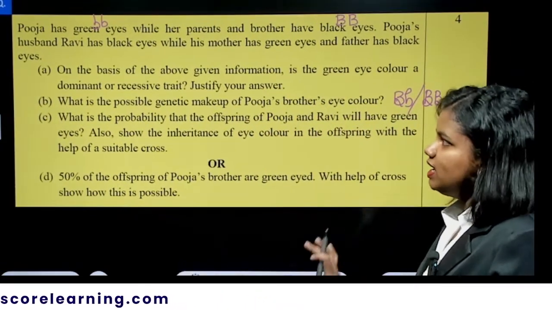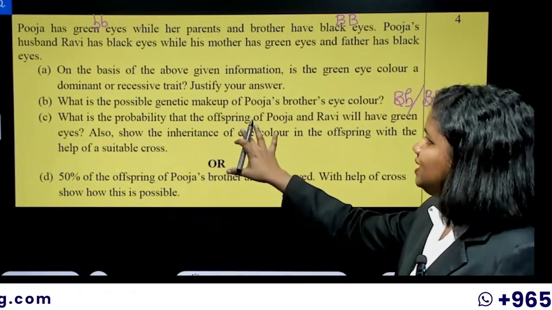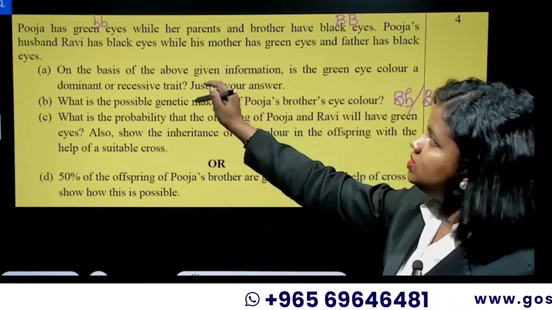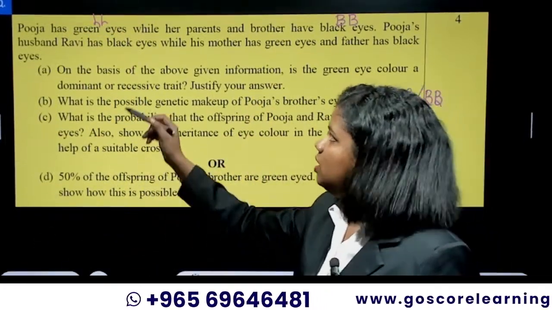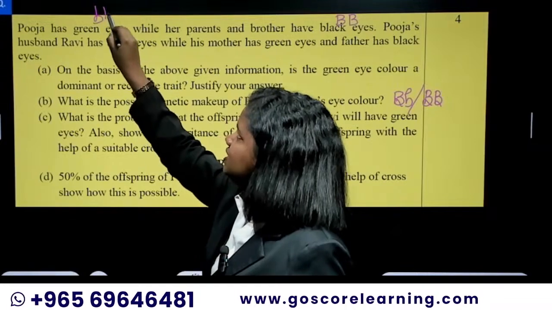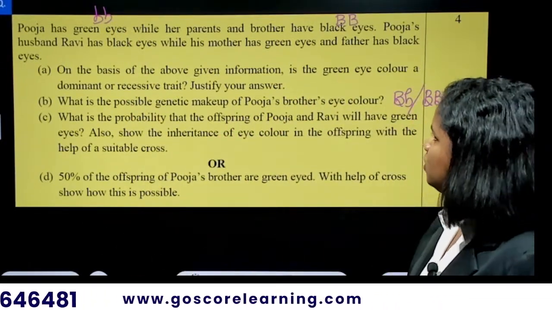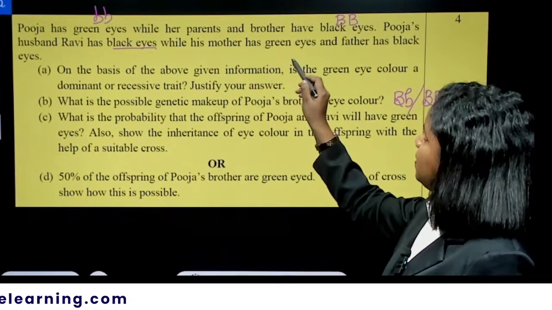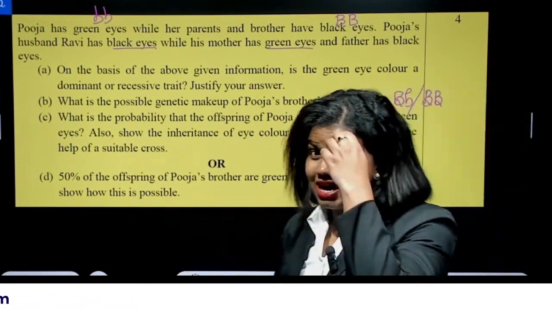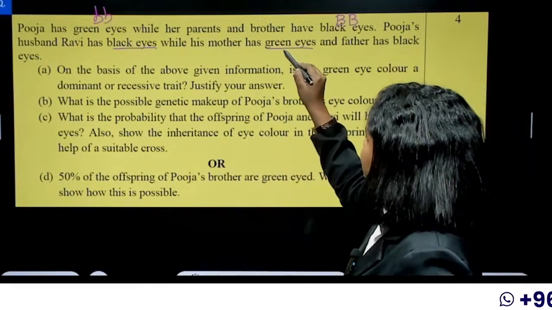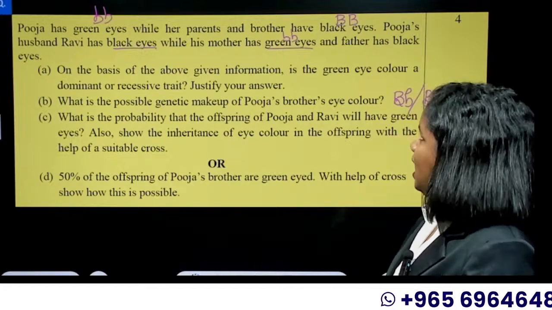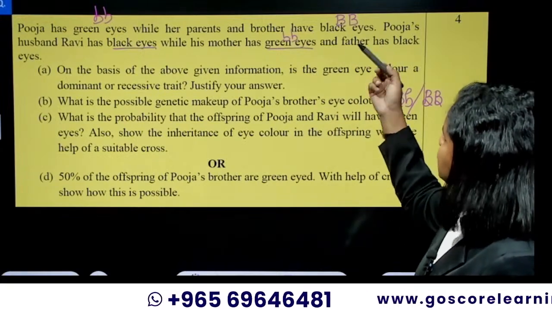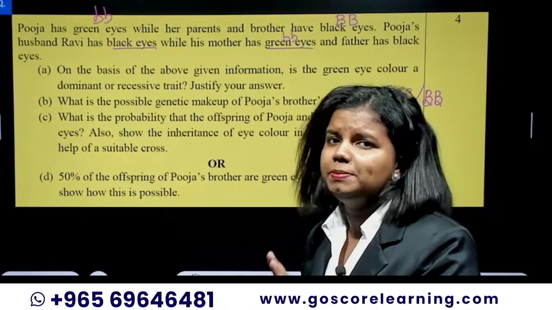So that's it. Now the next question: what is the probability that the offspring of Pooja and Ravi will have green eyes? Pooja, we know, is small b small b. Since she has this green recessive eye color, we can easily say she has the small b small b genetic makeup. Now what about Ravi? Her husband Ravi has black eyes while his mother has green eyes. So the mother has green eyes, which means she definitely has small b, and the father has black eyes.